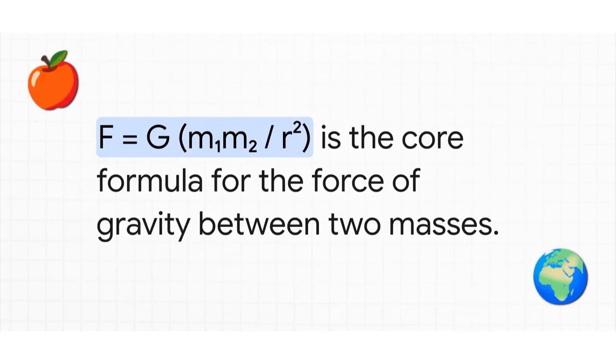And all of that led to this, one of the most famous equations in all of physics. The force of gravity, F, equals the universal gravitational constant, G, times the product of the two masses, m1 and m2, all divided by the square of the distance r between their centers. This formula right here is the heart of the entire chapter.